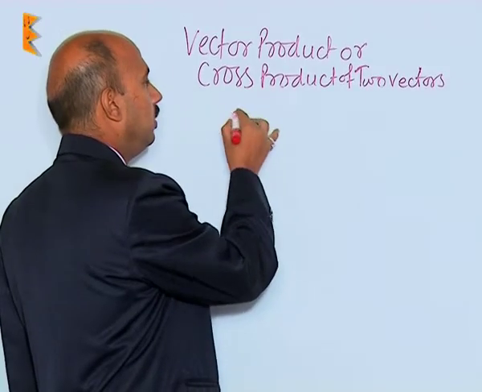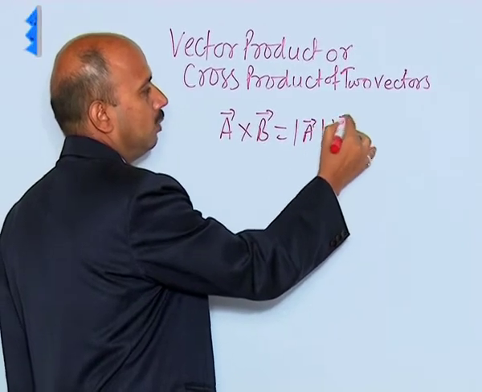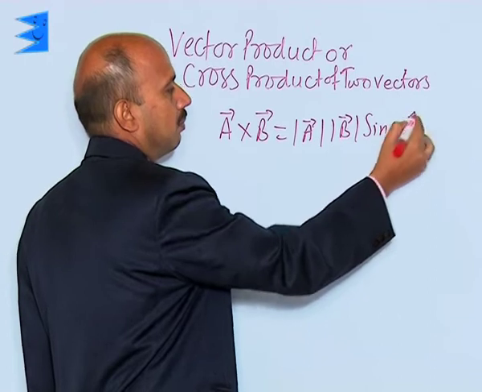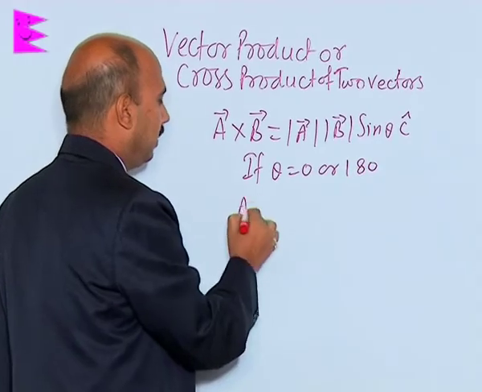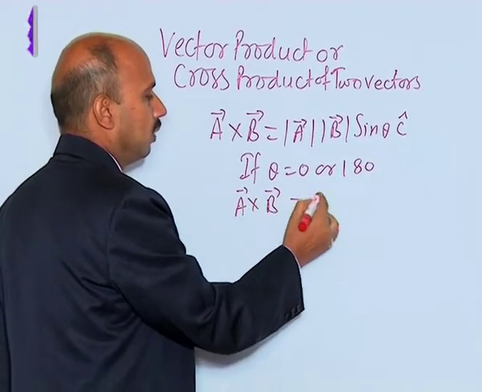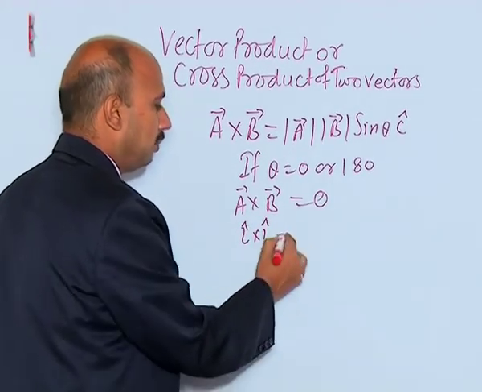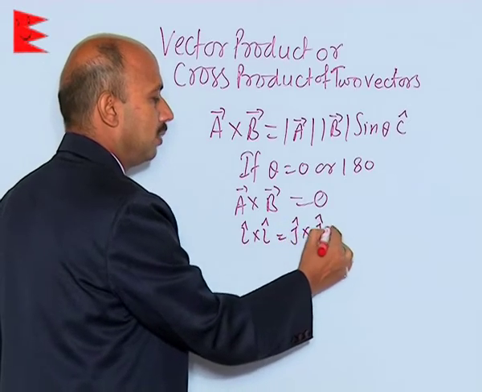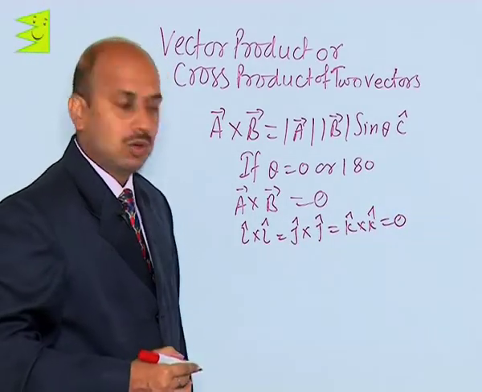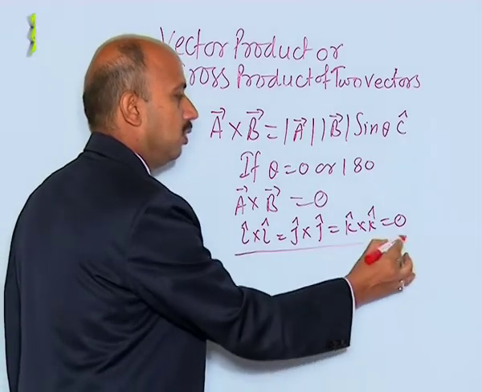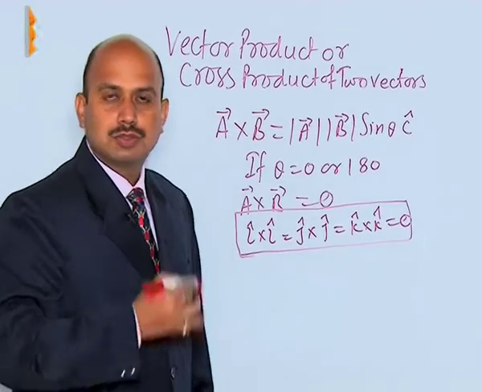Now we know A cross B is equal to magnitude of A, magnitude of B, sin theta, n cap. If theta is equal to 0 or 180 degrees, then A cross B is equal to 0. That means i cap cross i cap, j cap cross j cap, and k cap cross k cap are all 0. This is an important thing to keep in mind for solving questions.